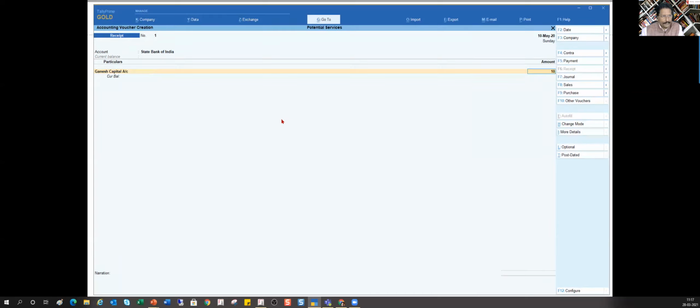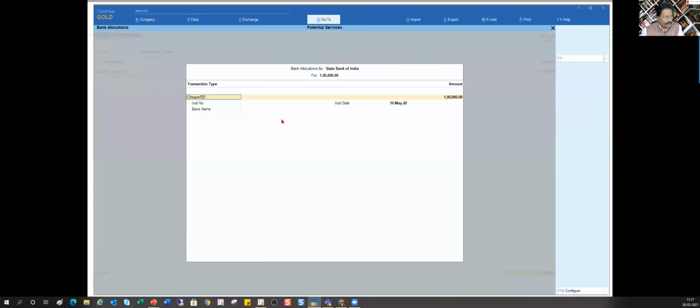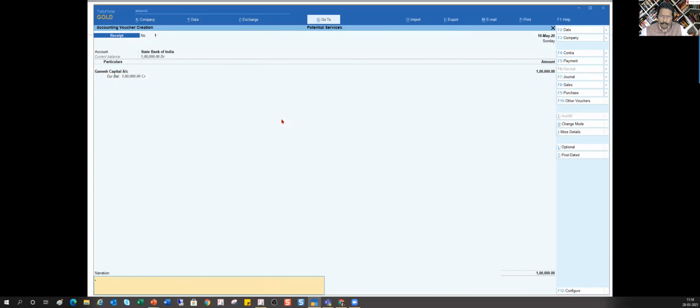So you're going to enter the amount 1 lakh, and then okay, this is basically your bank detail. We will discuss this when we get into the banking part. You just currently just accept. So we will go step by step, right?